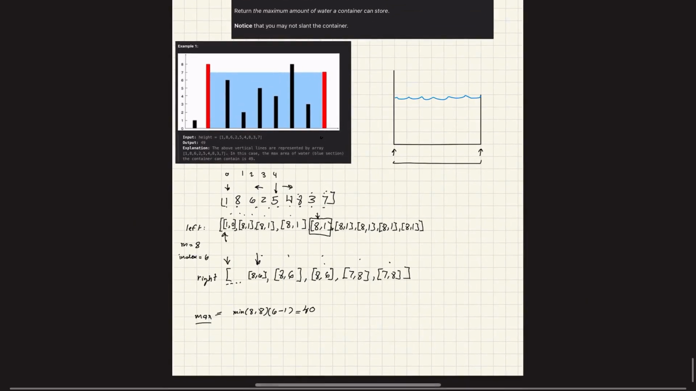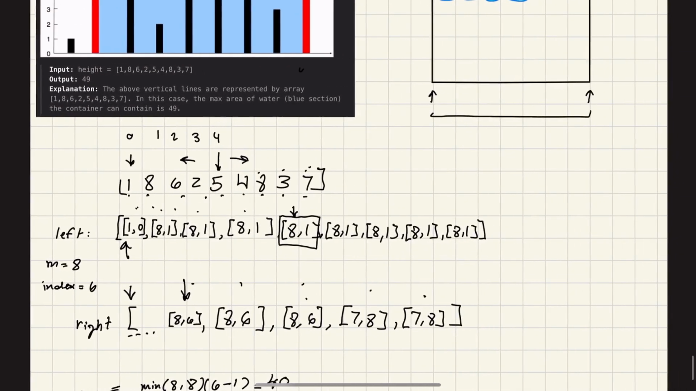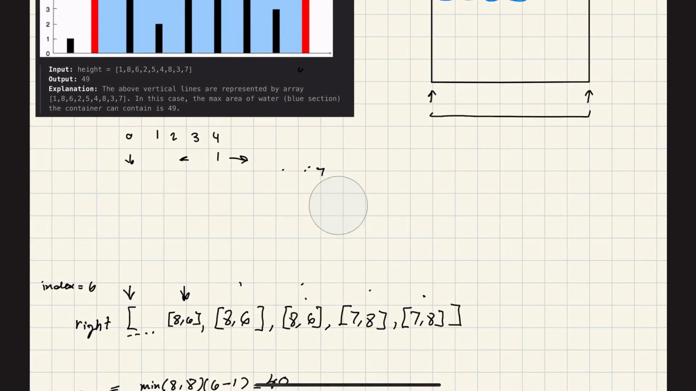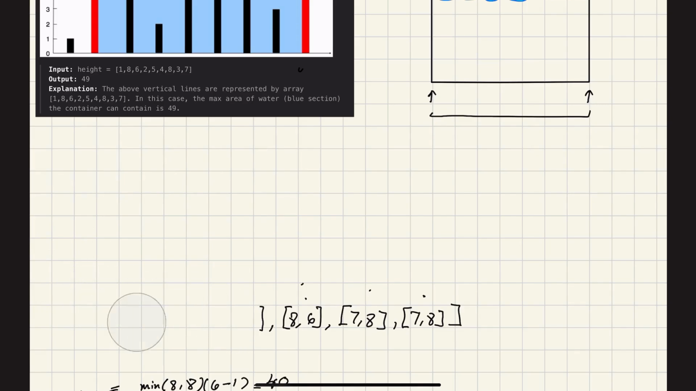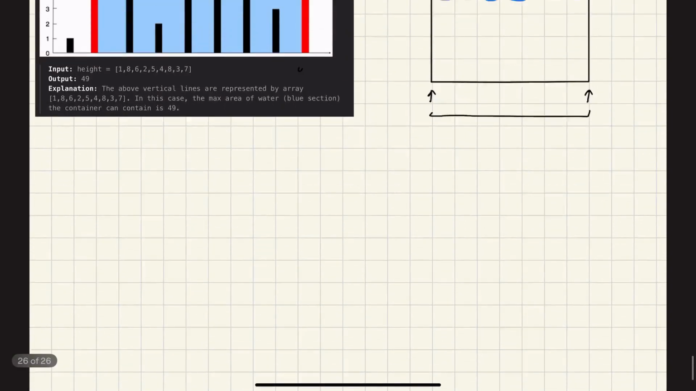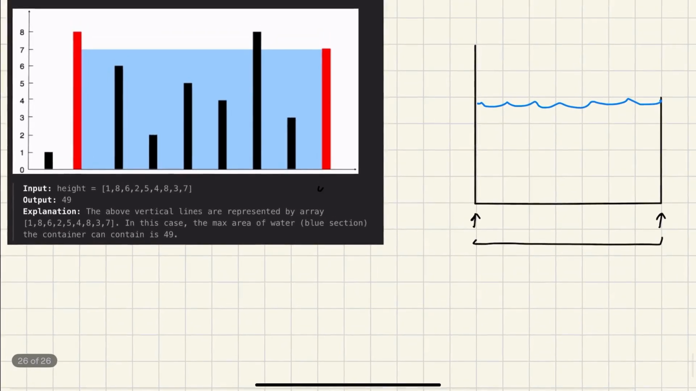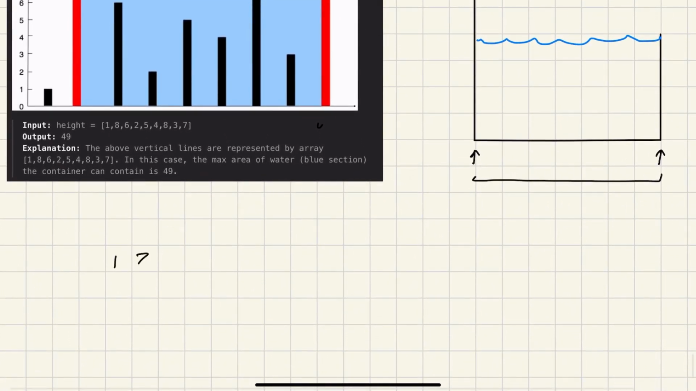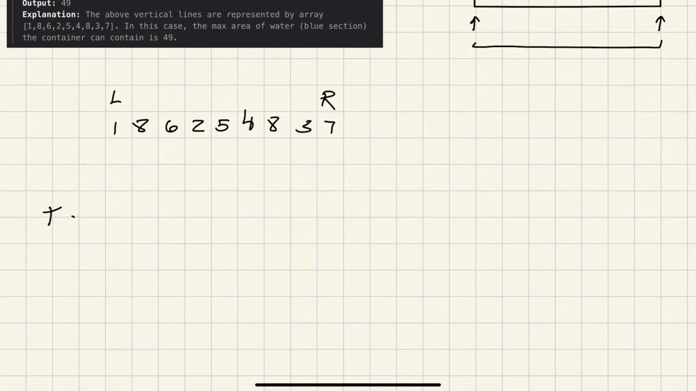But pre-initializing these arrays does take a lot of memory. There is a much easier way to do it, and that's using 2 pointers. And how do we do that? Well, if we use the exact same array again, we initialize the left and the right, and from here we have a total, and we calculate.